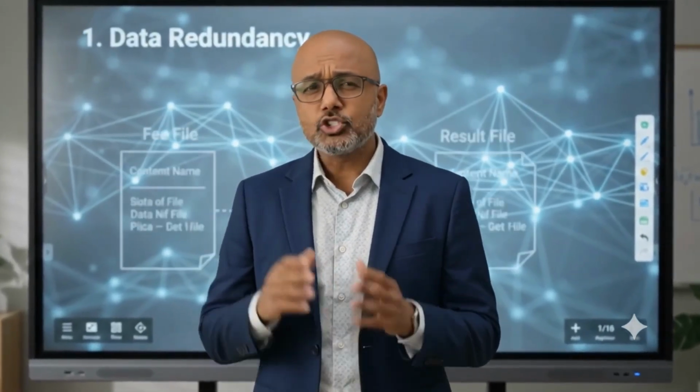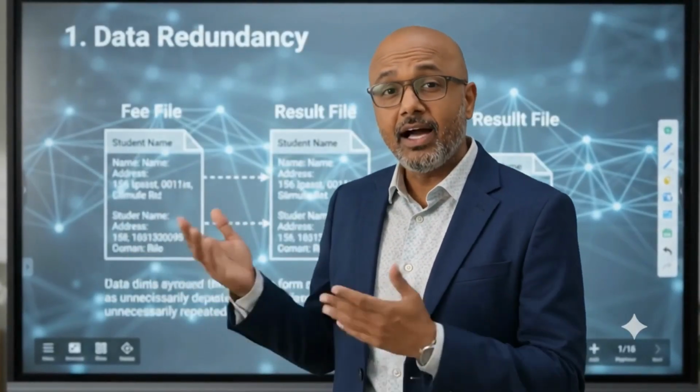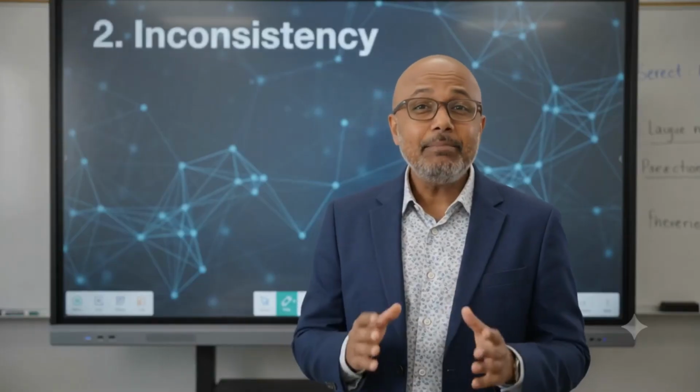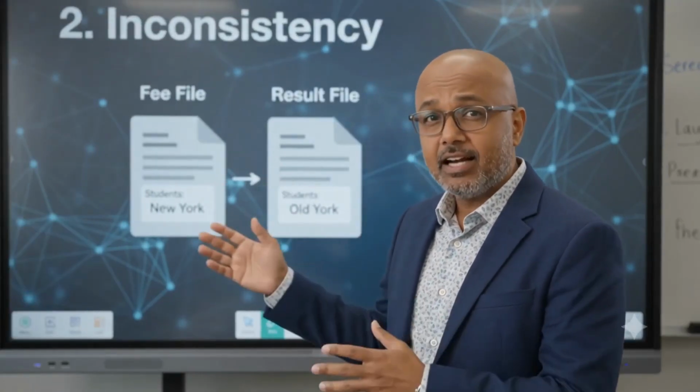1. Data redundancy. For example, a student's name and address saved in both the fee file and the result file, unnecessarily repeated. 2. Inconsistency. When the same data exists in multiple places, updating one file but missing another creates different values for the same data, leading to confusion and errors. 3. Lack of integration. Files were stored separately, with no connection between them. It was very difficult to combine or relate data from different files.